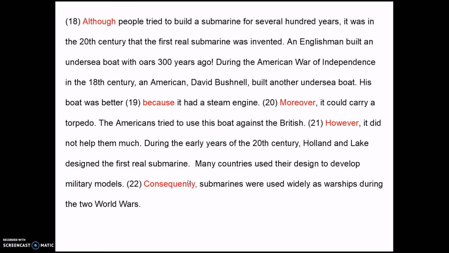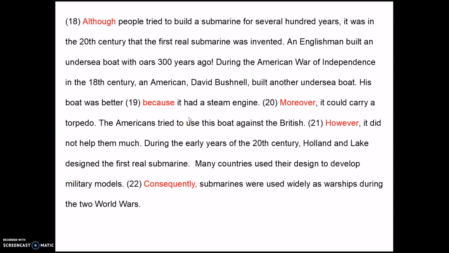Okay, here you go. In 18, we have an unexpected result in the second part. It says it was in the 20th century that the first real submarine was invented. When in the first sentence it says that people tried to build a submarine for several hundred years, the second part is contrary to our expectations. And to show that it's contrary to our expectations, we need to use although here.